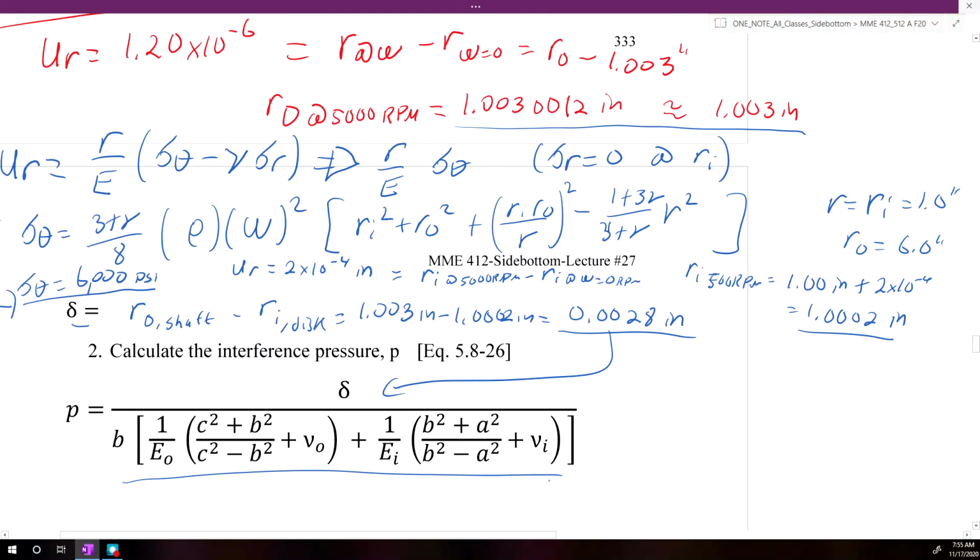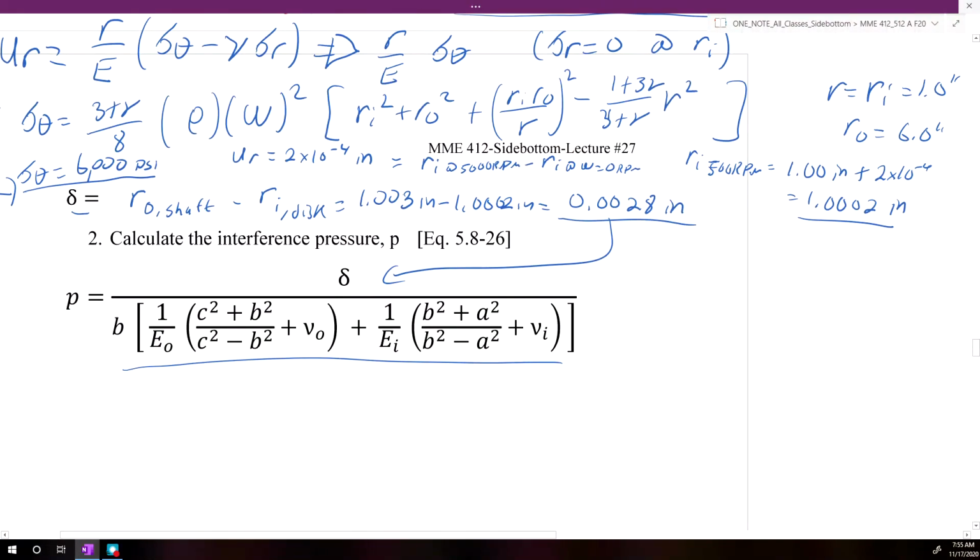Alright, so for all these terms here, we had just solved for delta. We have our elastic modulus and our Poisson's ratios. So EO is equal to EI, and that's equal to 30 mpsi.